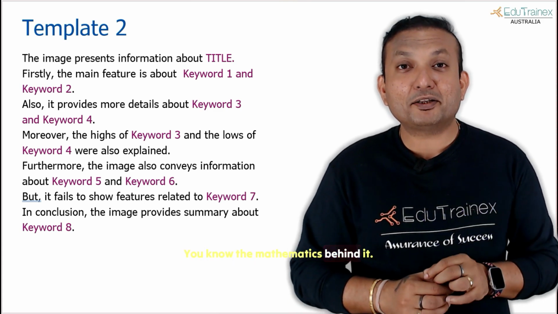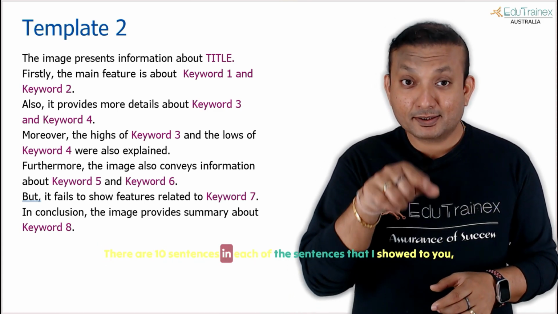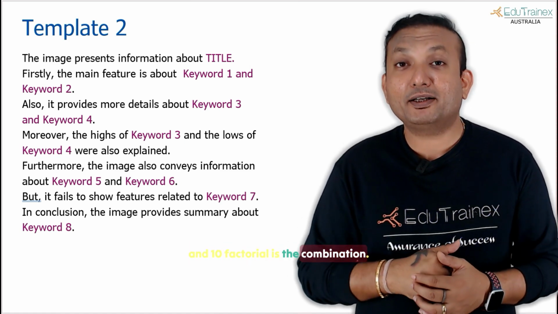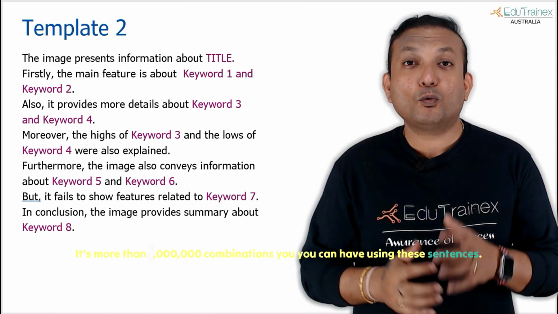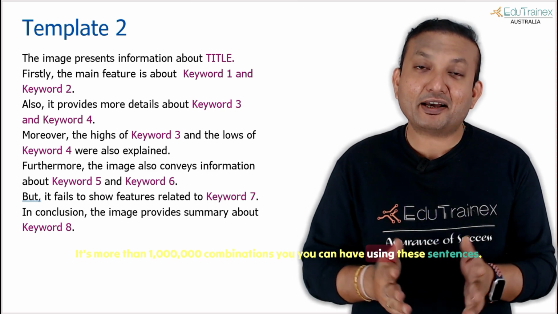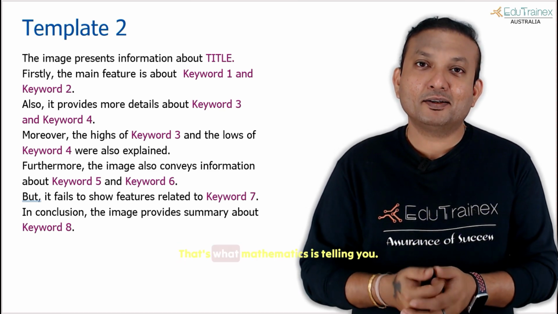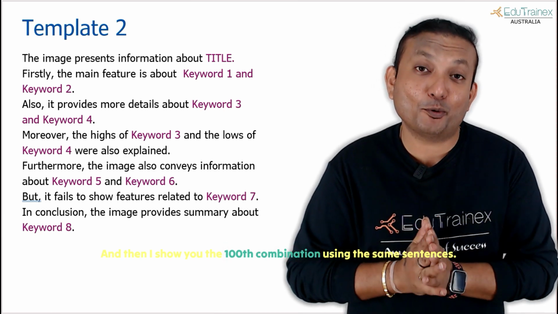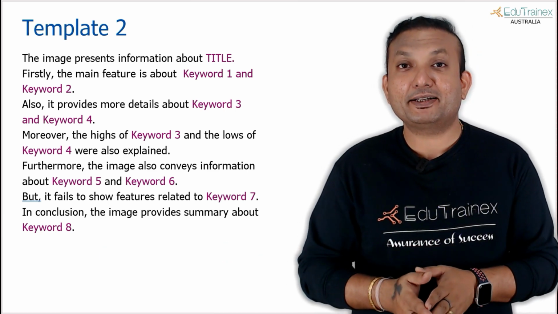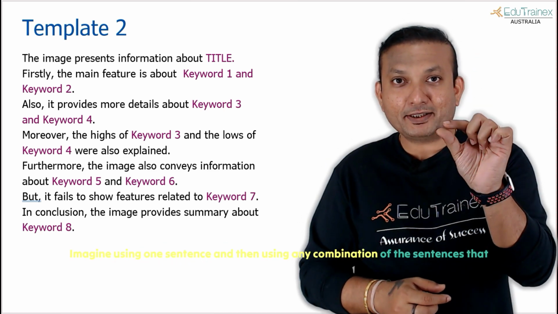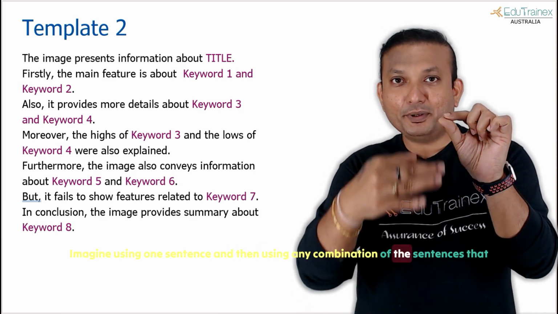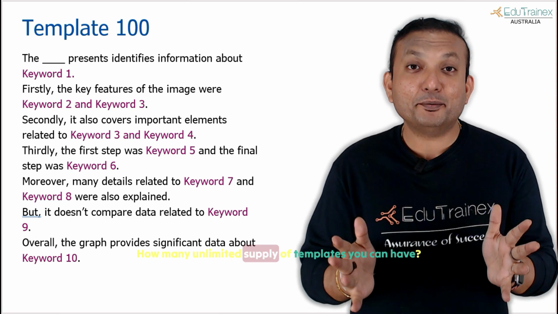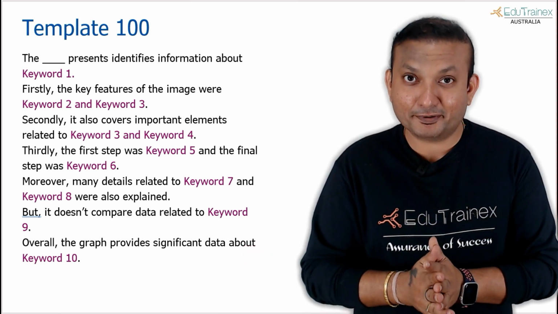You know the mathematics behind it? There are 10 sentences in each of the sentences that I showed to you, and 10 factorial is the number of combinations. It's more than 1 million combinations you can have using these sentences. That's what mathematics is telling you. And then I show you the 100th combination using the same sentences. Imagine using one sentence and then using any combination of the sentences that I showed you in the structure. How unlimited a supply of templates you can have.